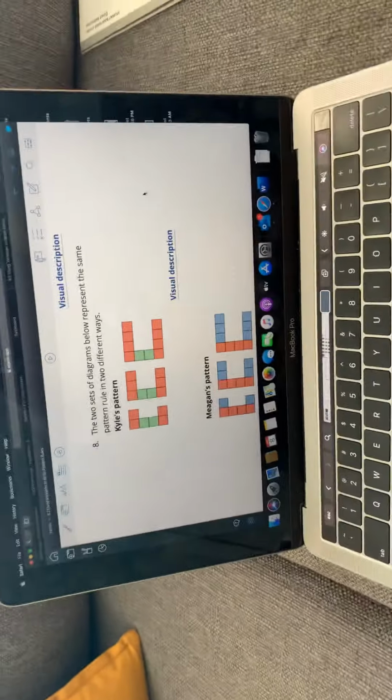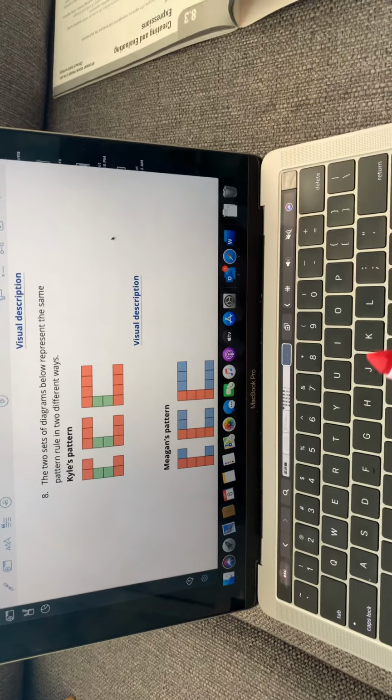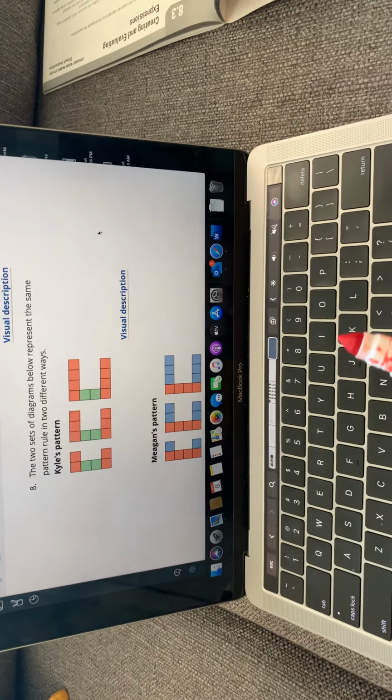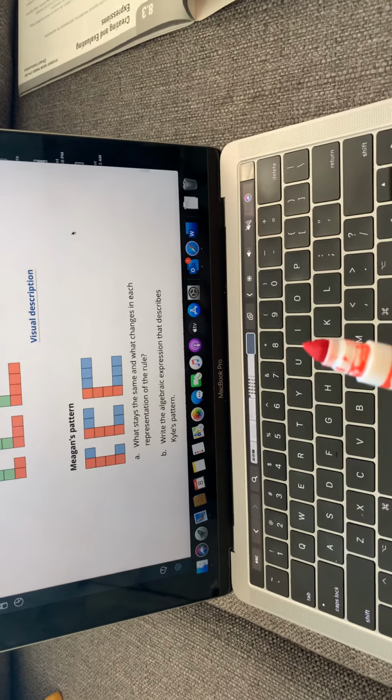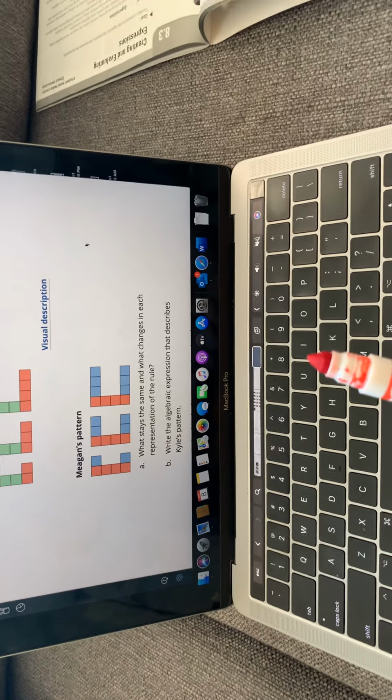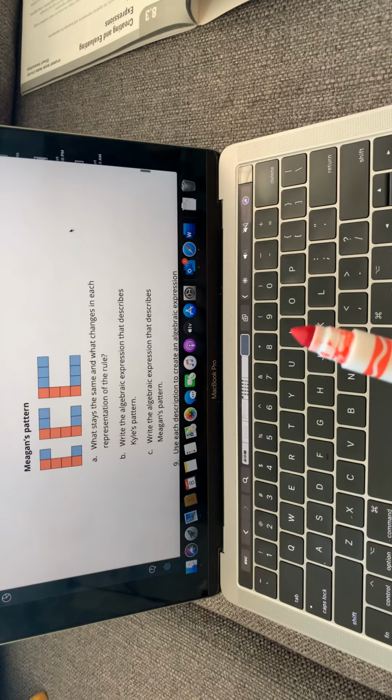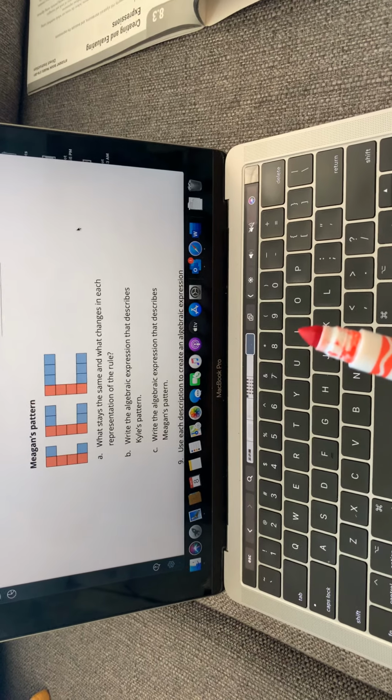Let's see what we got here. The 2 sets of diagrams below represent the same pattern rule in 2 different ways. There's Kyle's pattern and there's Megan's pattern. What stays the same and what changes in each representation of the rule? Write an expression for Kyle's pattern and an algebraic expression for Megan's.